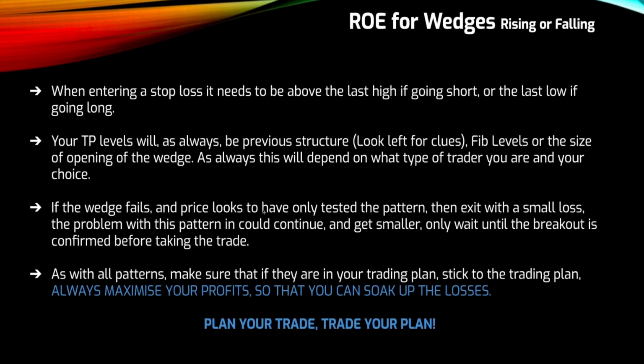Okay, let's just go through this. When entering a stop loss, it needs to be above the last high if going short, or the last low if going long. The take profit levels will, as always, be previous structure. Look left for clues. Fib levels are the size of an opening of the wedge. As always, this will depend on the type of trader that you are and your choice. If the wedge fails and the price looks to have tested the pattern, then exit for a small loss.